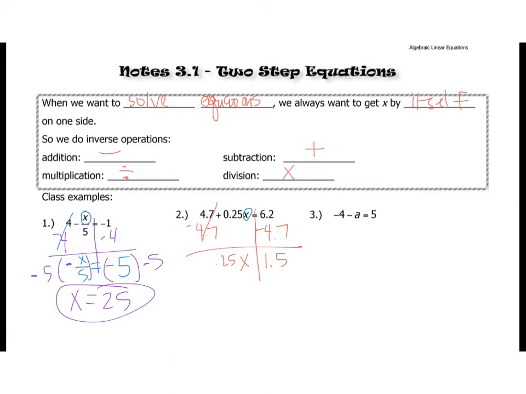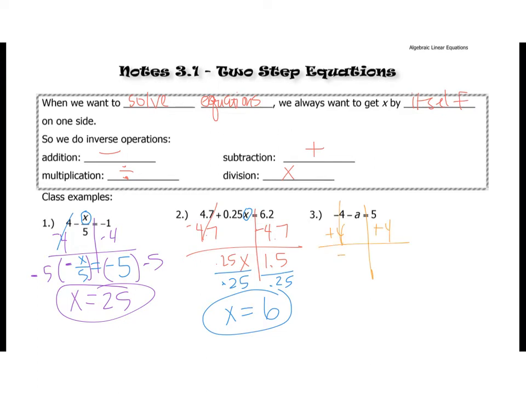Again, we do the opposite or the inverse operation. 0.25 is being multiplied by x, so now we need to divide by 0.25. And 1.5 divided by 0.25 is 6. And finally, the last one, this should be the easiest one because there's no fractions or decimals. We need to add 4 to both sides.